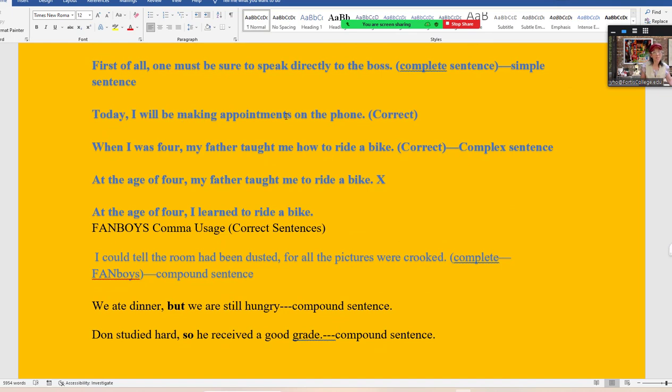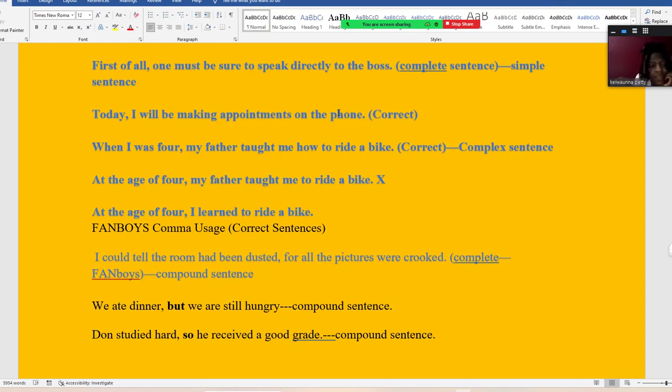"Today I will be making appointments on the phone." This is correct. So "today" is an adverb of time. And then "I" is the subject. That's why adverbs can go everywhere. You can put "today" in the beginning, in the middle, or at the end. So adverbs go everywhere. Anyway, "I" is the subject, "will be making" is the verb, and "appointments on the phone" is the object. Usually anything coming after the verb is an object. So you've got subject, verb, object.